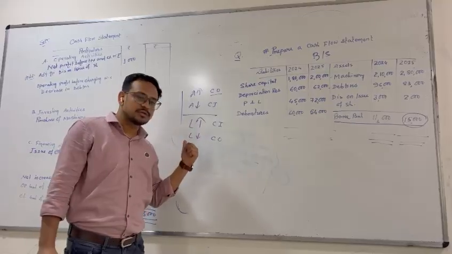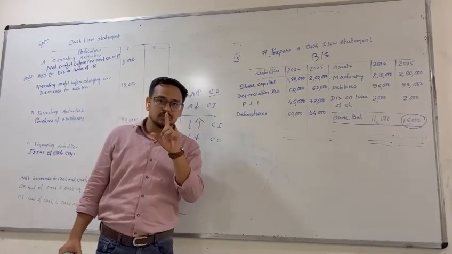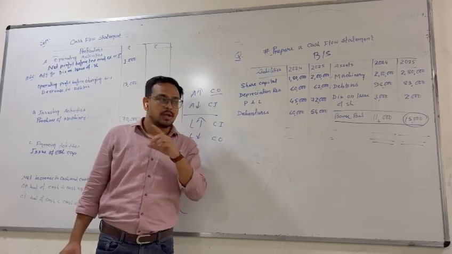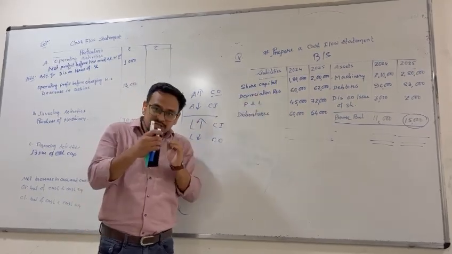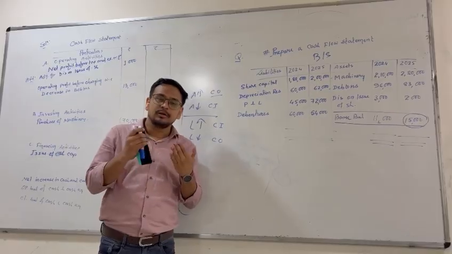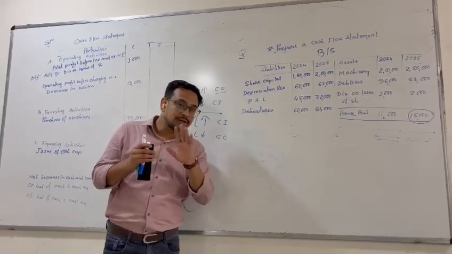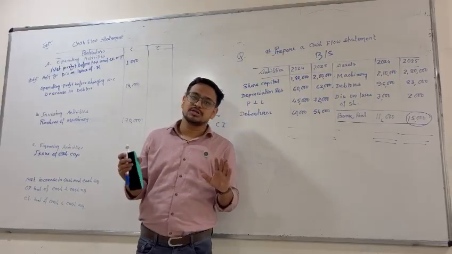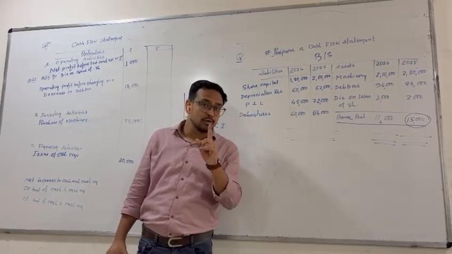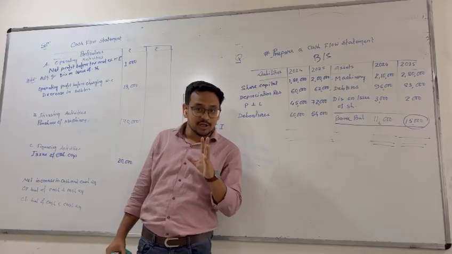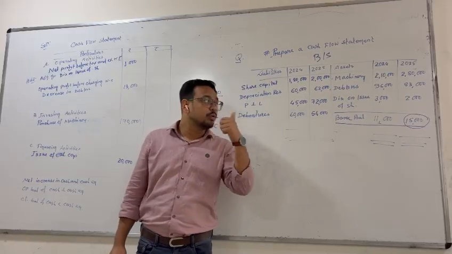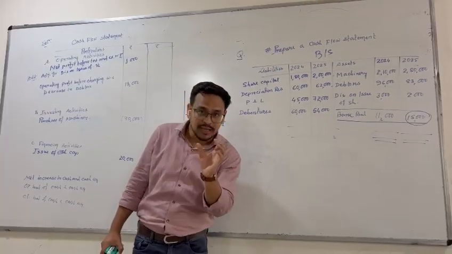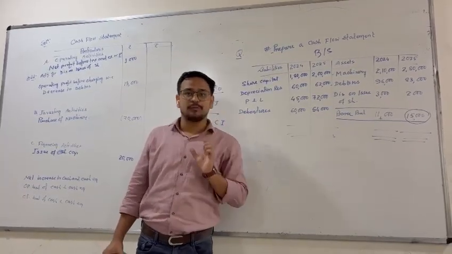Remember, for cash flow statement, only the cash items we record here. But a non-cash item we adjust with our net profit because it is the indirect method, not the direct method. If it is the direct method, no need to write any depreciation. But whenever you follow the indirect method of cash and cash equivalent, that time you write all the non-cash items, or you adjust non-cash items with your net profit.